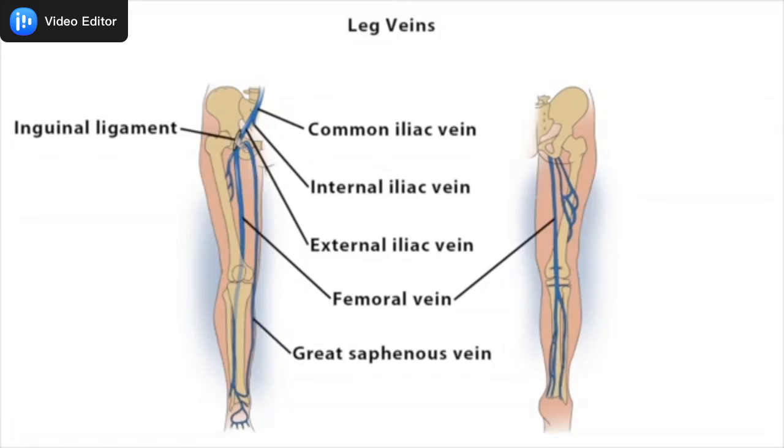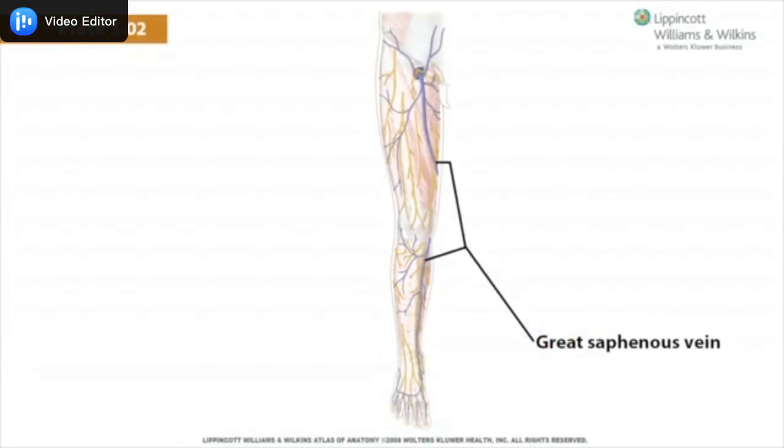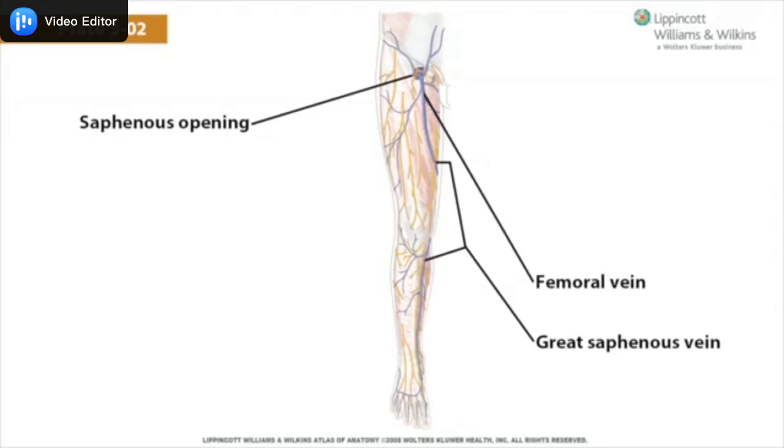The great saphenous vein begins at the medial end of the dorsal venous arch of the foot and continues superiorly along the medial side of the leg and the thigh, between the skin and the deep fascia. Just inferior to the inguinal ligament, the great saphenous vein passes through the saphenous opening in the fascia lata to drain into the proximal end of the femoral vein.